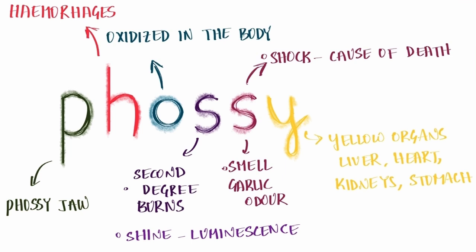S stands for second degree burns, shine, luminescence property. So even the vomitus and feces will be luminescent. Coming to other S, again you have to remember two things. One is shock, it can be the cause of death in case of phosphorus poisoning, and the other S is smell. So this phosphorus has this garlic-like odor. To Y, yellow colored organs are seen. That is, the mucosal membranes of liver, heart, kidneys and stomach will turn yellow in the autopsy finding.